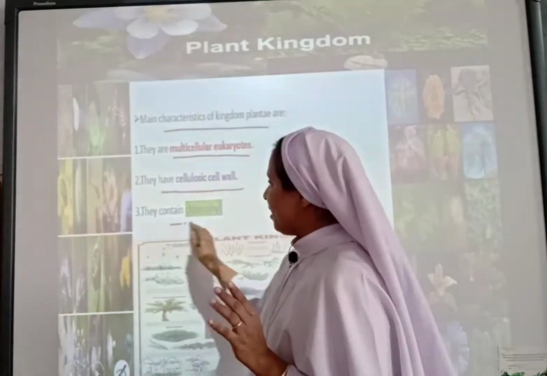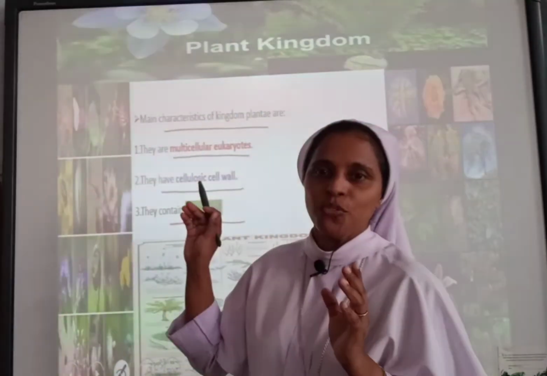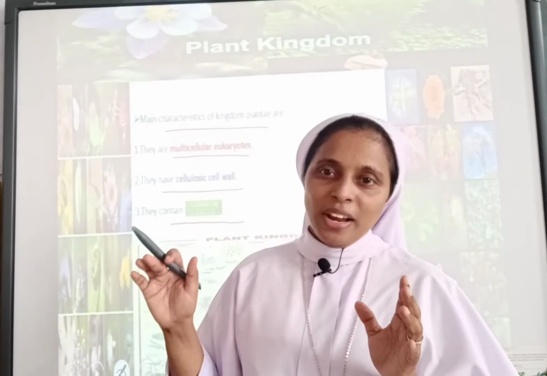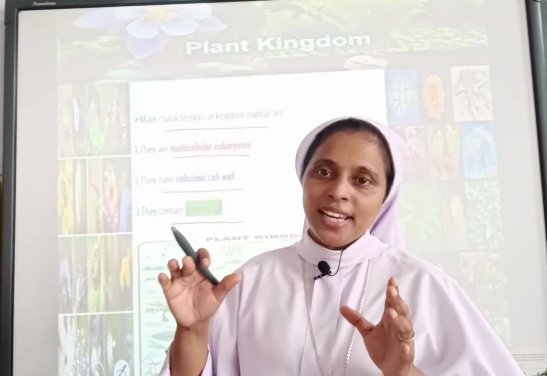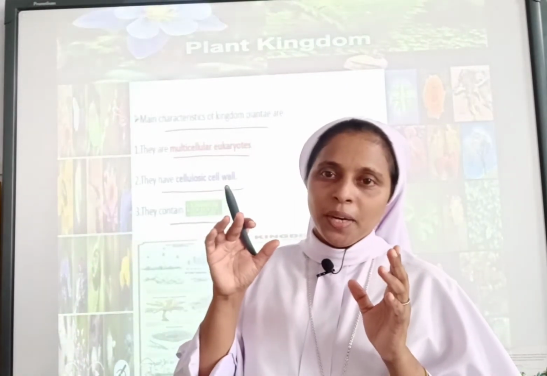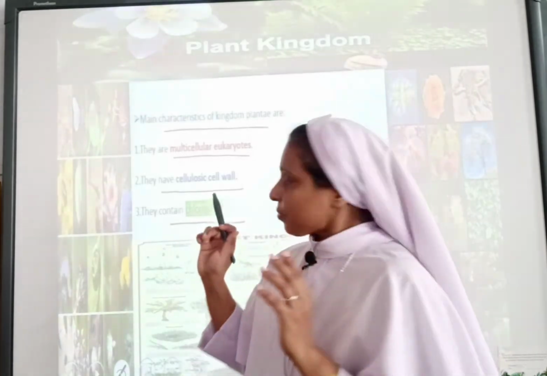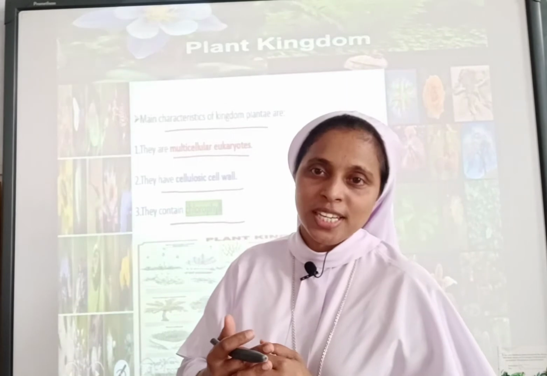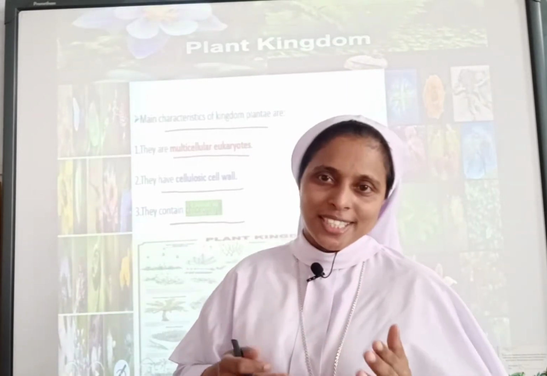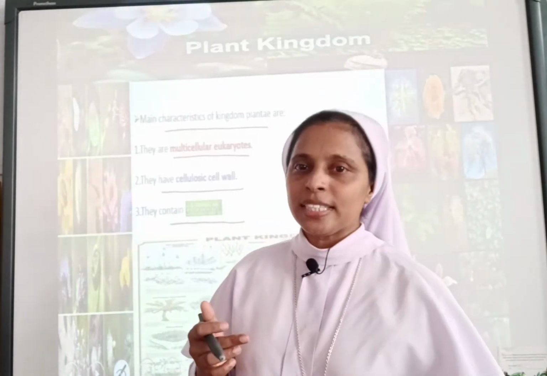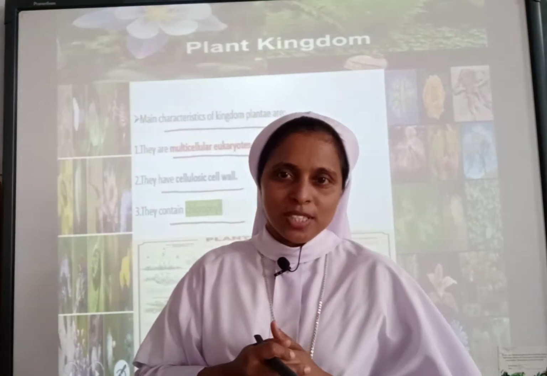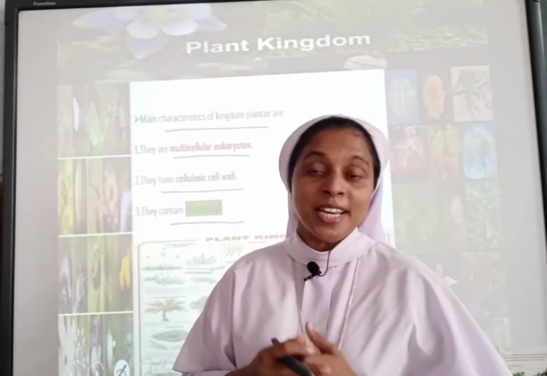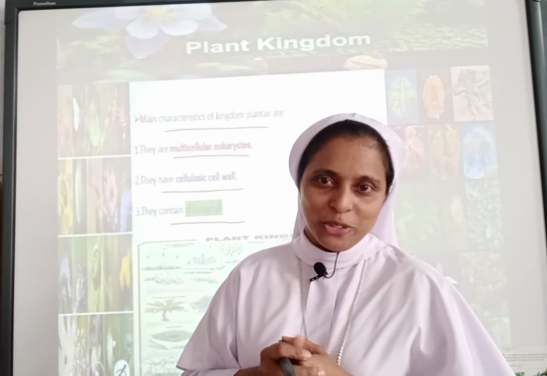And the third point here is that they contain chlorophyll. Chlorophyll is the pigment that provides green color to the plants. So with the presence of chlorophyll, they are able to prepare their own food through a process known as photosynthesis. In the primary classes we have learned about the process of photosynthesis. What is photosynthesis? Many times we have written it in exams also, isn't it?